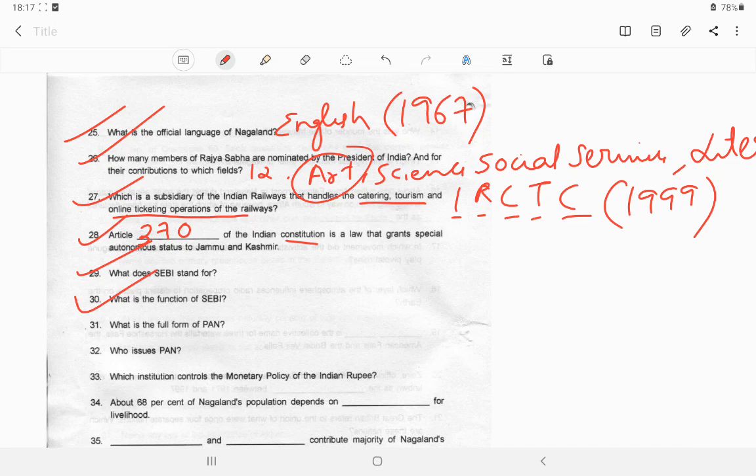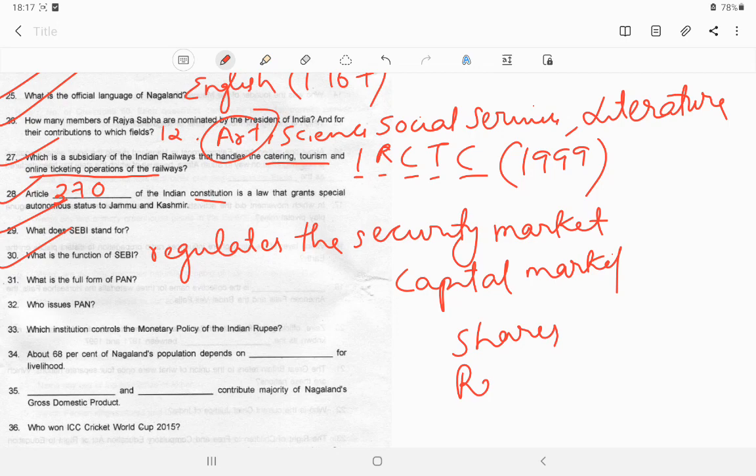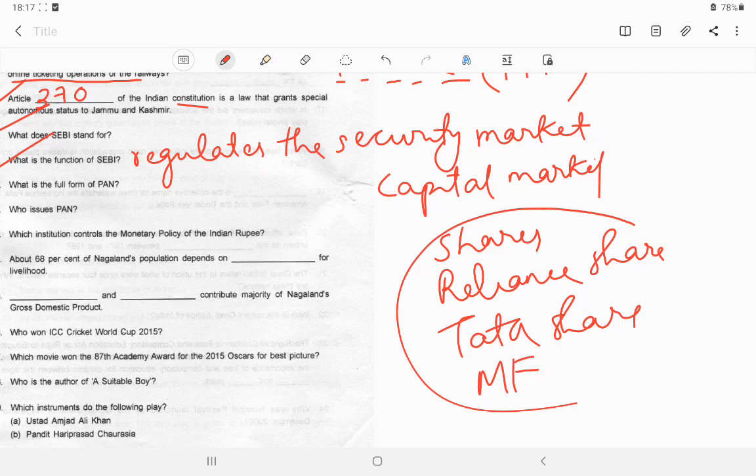The function of SEBI is that it regulates the securities market, especially the capital market. For example, shares of Reliance or Tata, and mutual funds are all regulated by SEBI. It also checks illegal practices and unfair tactics.